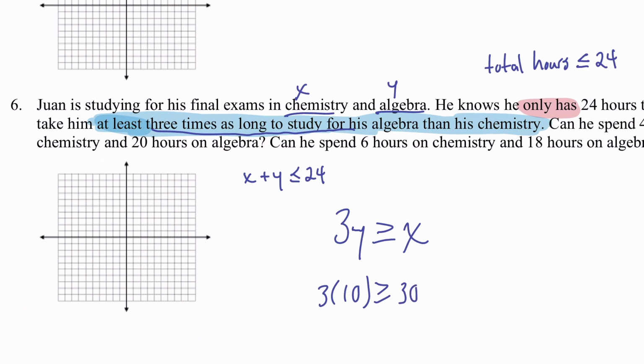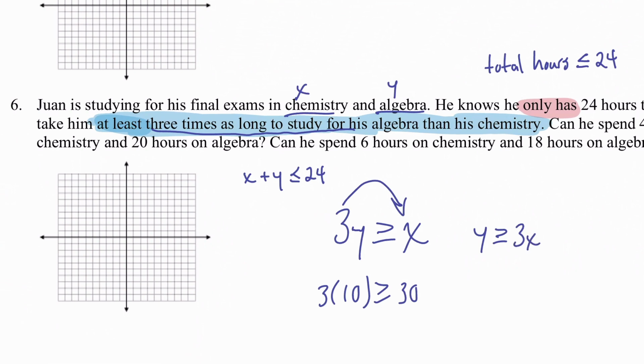If y is 10, it's not because we only have 24 hours. Let's ignore that for a second. If y is 10, well, then 3 times 10 is 30, so x could be as much as 30. But then x is more, right? But it's going to take him at least 3 times as long to study for algebra. Algebra has to be more. So this 3 belongs on the other side, okay? y is greater than or equal to 3x.